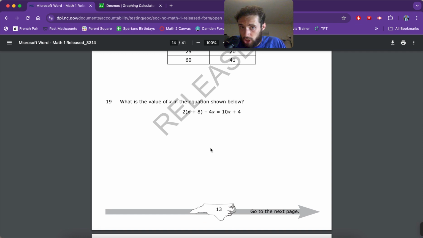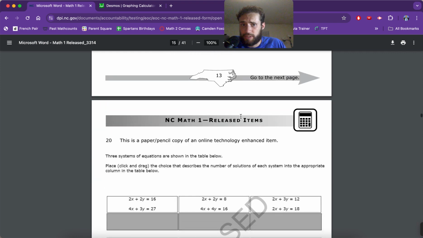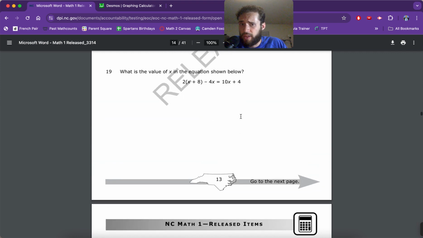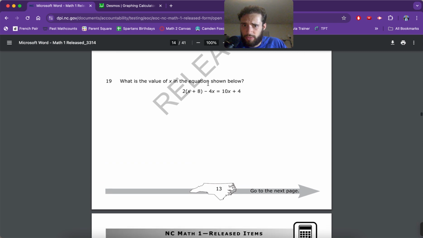And then what you should always do, because you're going to have time, is plug in your answer and see if it's true. So let's see, 1 plus 8 makes 9, and 2 times 9 is 18. So 18 minus 4 times 1, it's 18 minus 4 is 14. All right, so this side is 14 when x is 1. Plug in 1 over here. 10 times 1 is 10. 10 plus 4 makes 14. So 14 equals 14. That checks out. All right, so that's how you could check that really quickly. I didn't even use the calculator for that, and it took maybe 15 seconds, 20 seconds.